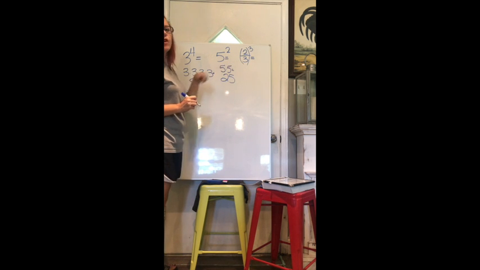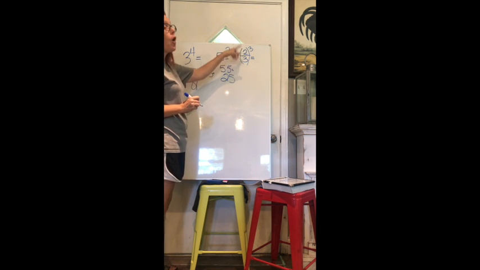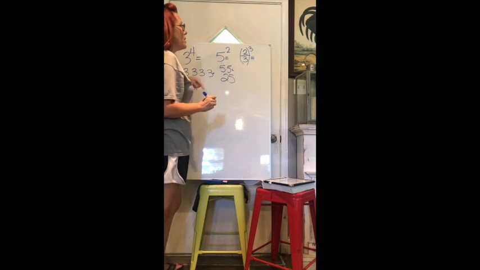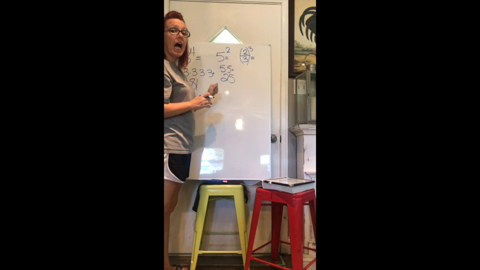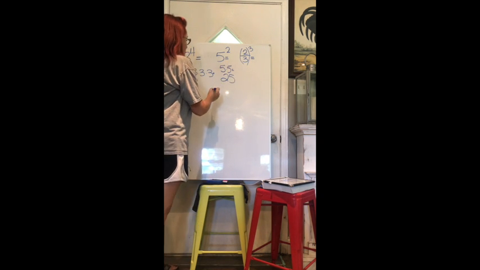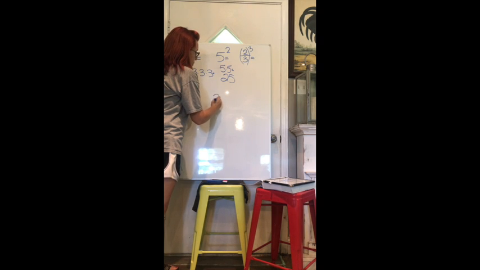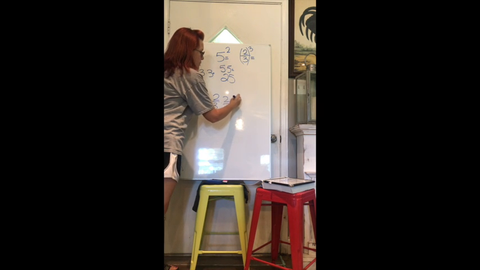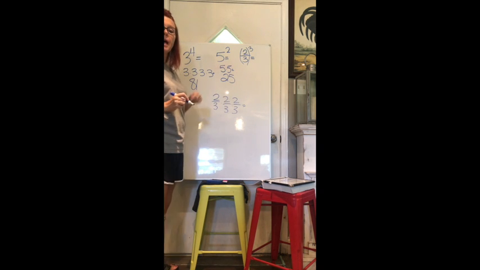Now let's look at this fraction. Because the whole fraction, the numerator and the denominator, are in parentheses, we know that the entire fraction is being carried to the 3rd power. So we would write that as 2/3 times 2/3 times 2/3.